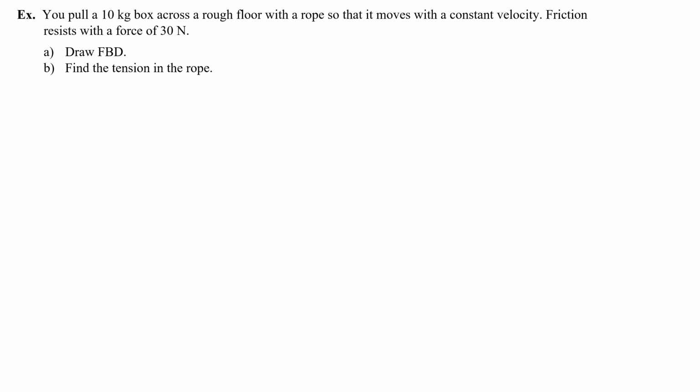You pull a 10 kilogram box across a rough floor with a rope so that it moves with a constant velocity. Friction resists with 30 newtons of force. Draw a free body diagram, find the tension. All right, this one's so easy.